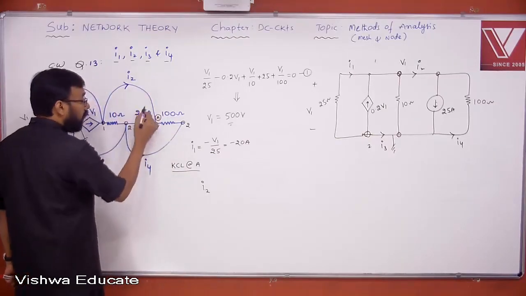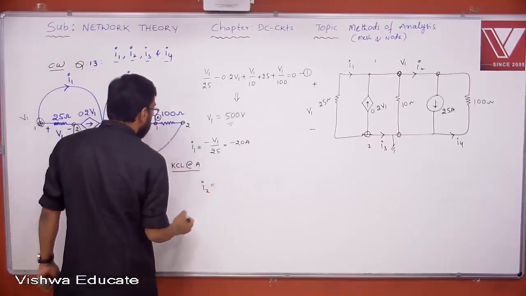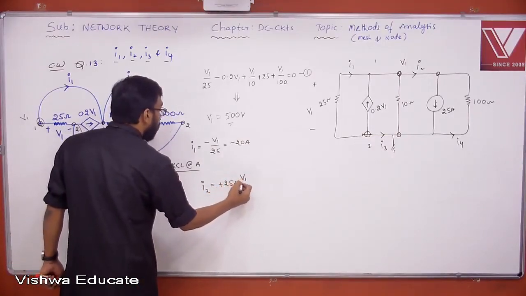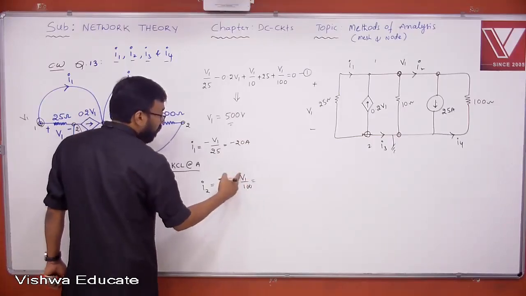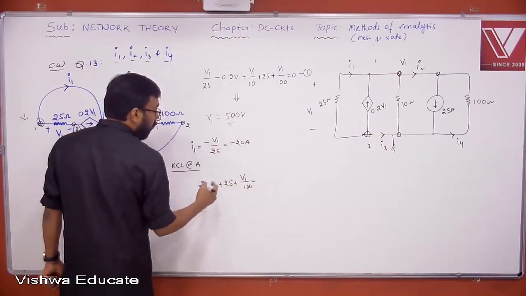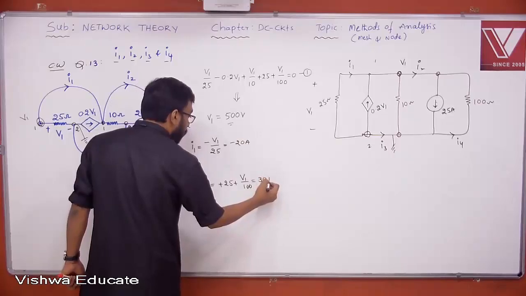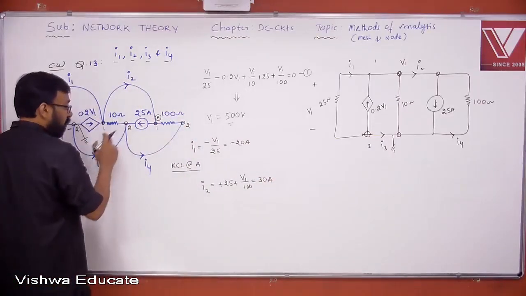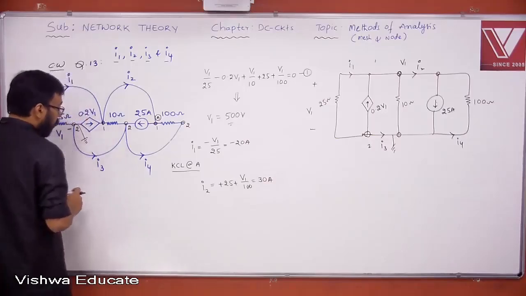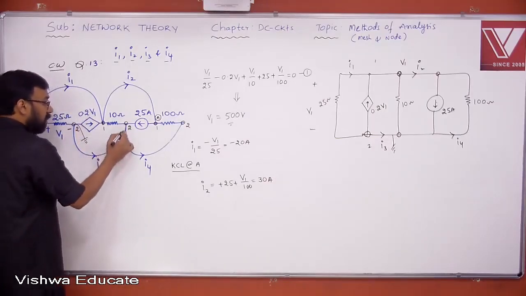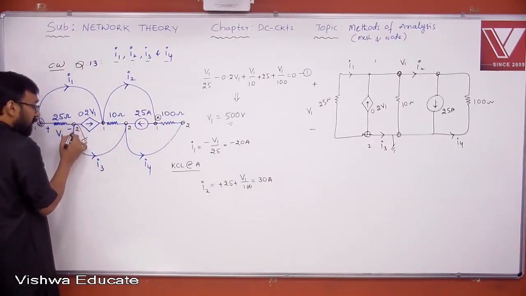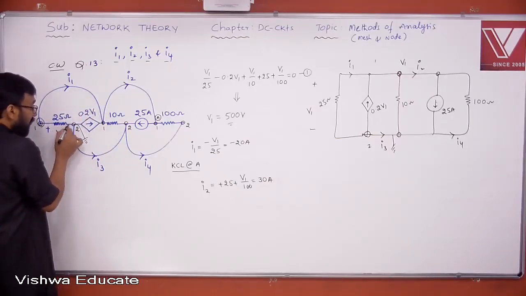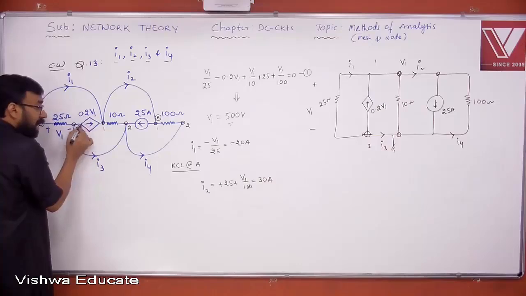25 leaves, I2 enters. Sum of entering is equal to sum of leaving. So I2 is 25 plus V1 by 100, obviously 500 by 100, which is 5. Then this is 30 ampere. Now I3. What is the procedure to find the current? No resistor here. Don't say this is a resistor in this path. There is one more element connected here.